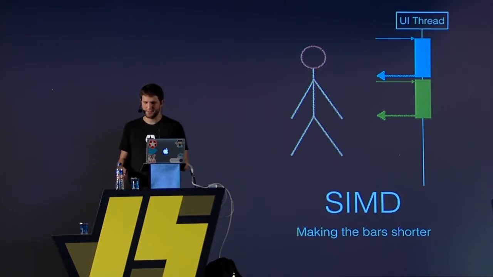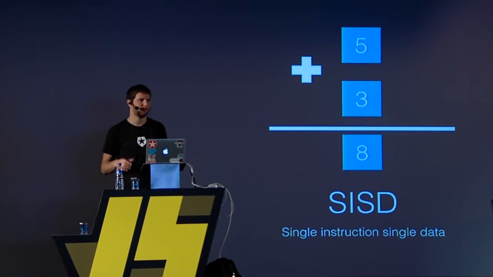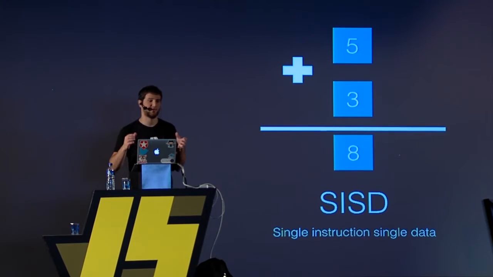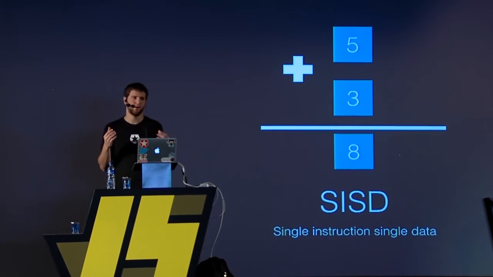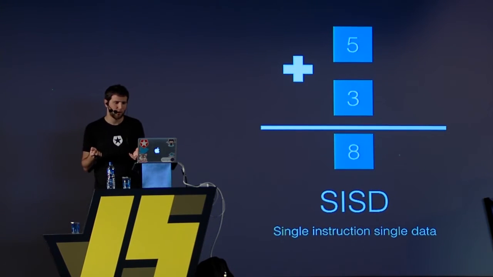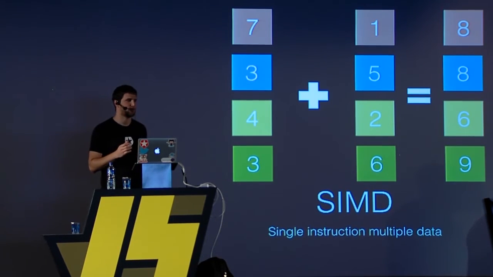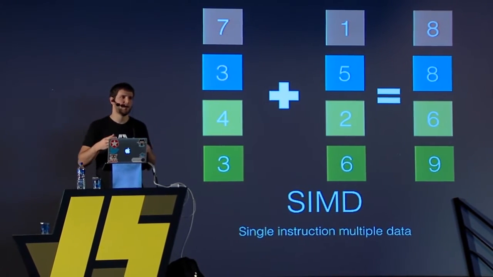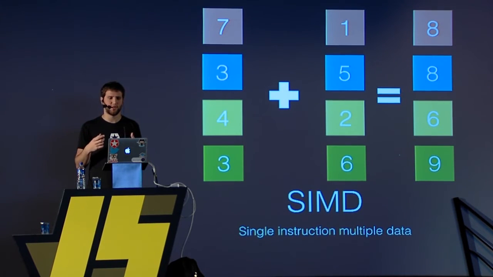SIMD. So, well, this is making the bar shorter. How do we do that? Whenever we think of a computer, we are thinking of the system model. Let's consider an assembly instruction, for example, add. It takes 2 registers and stores the result in a third one. Well, what if we could do something different? What if each processor instruction did the addition, but instead of doing it in a single register, it had a register array, and it could add all of those at the same time?